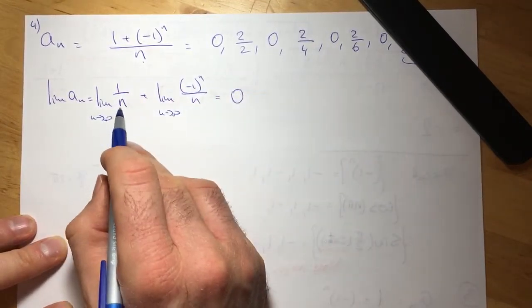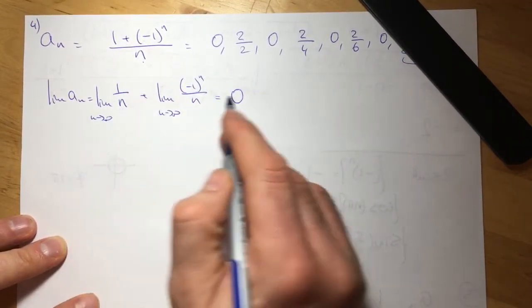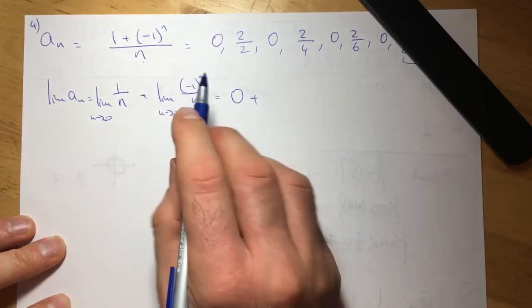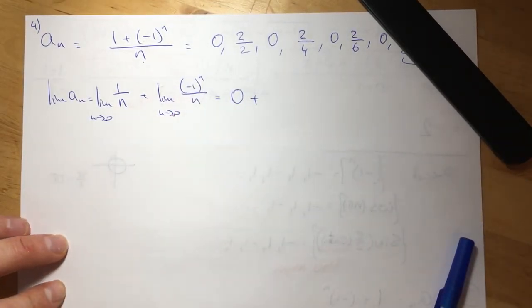That's simple. As n goes to infinity, I have a constant divided by something that goes to infinity, that's 0. Plus, now how am I going to solve this one? For this one, I will use the squeeze theorem, okay?